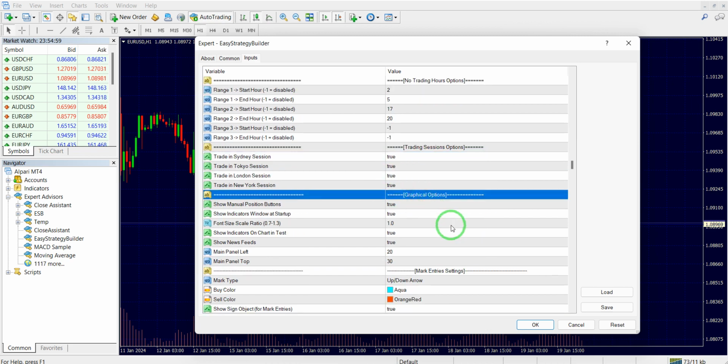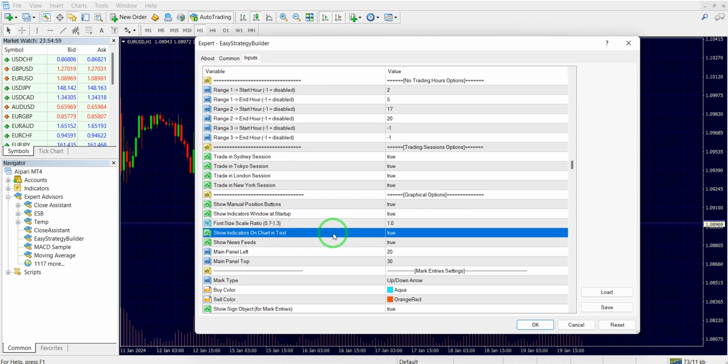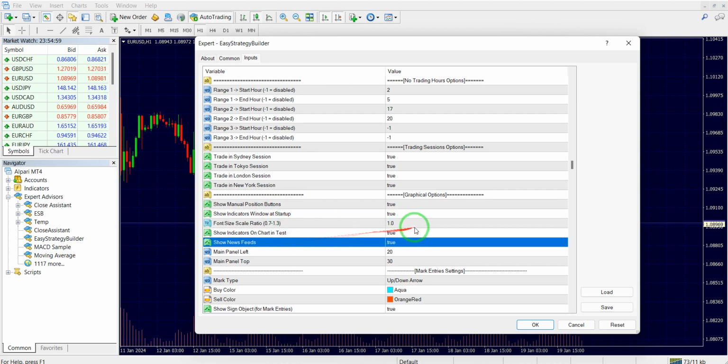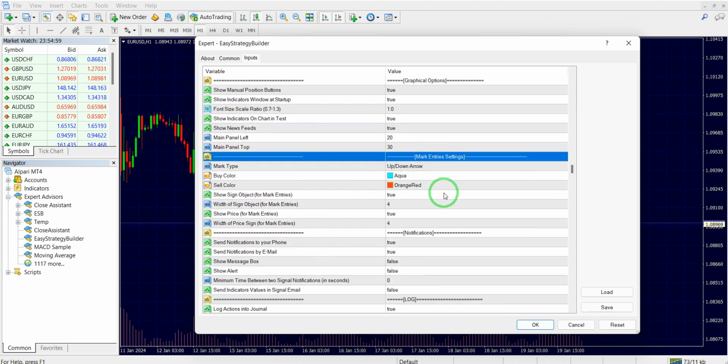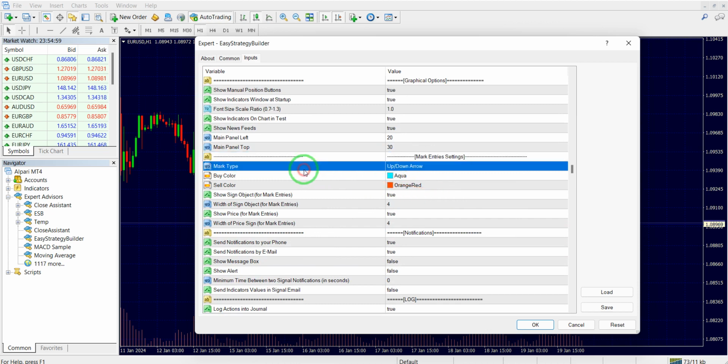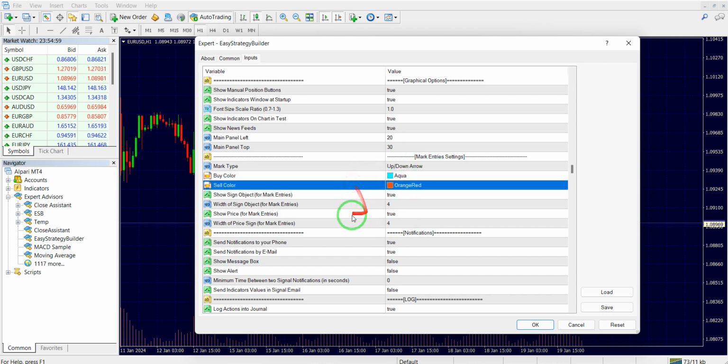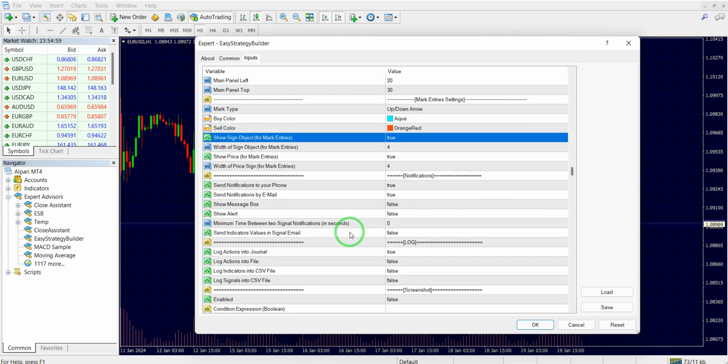There are so many graphical options for you, like font size, show indicators, and a couple of other things, like news feeds it can show or not. And a lot of other options for the marks, if ESB wants to mark the position on the chart, how it marks them. You can check the colors and how to mark the positions.